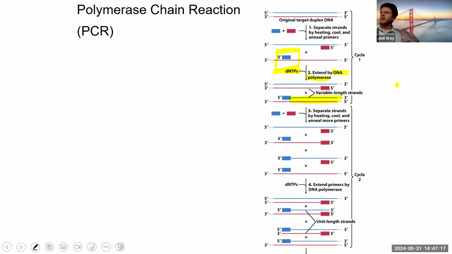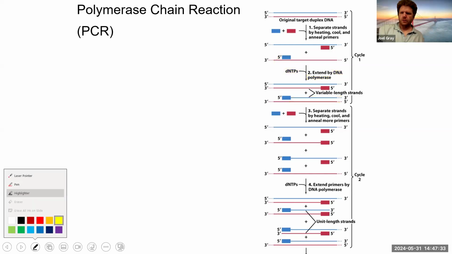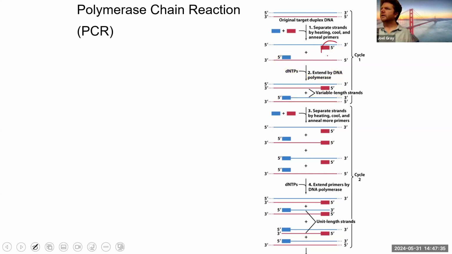Okay. So basically what's happening is I heat this up and break a bunch of hydrogen bonds. Then I'm going to cool it down so that those regions can be formed. And then my polymerase is going to go to work.